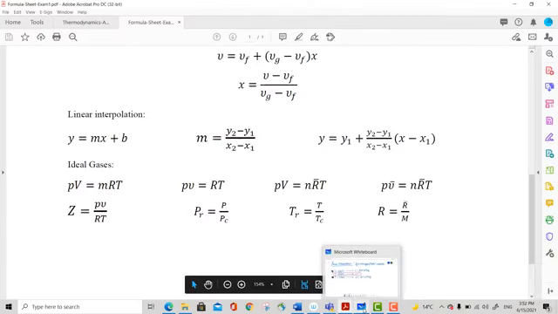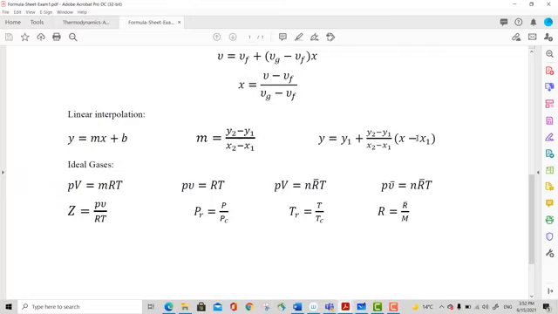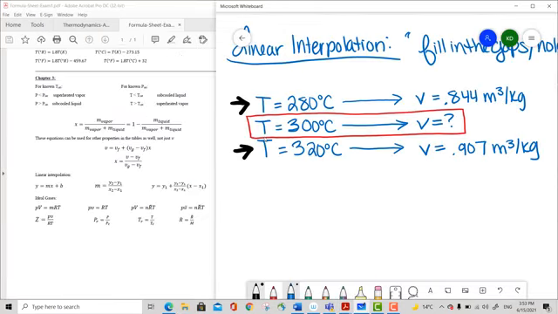On your formula sheet, you have 3 different forms of linear interpolation. Y equals mx plus b, that's just the line. Depending on what you're looking at, what we use for this is the long one down here: y equals y1 plus y2 minus y1 over x2 minus x1, times x minus x1. So this is what we end up using. We're going to use this formula right here.